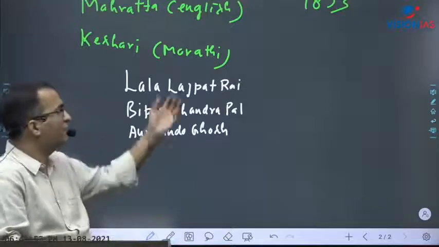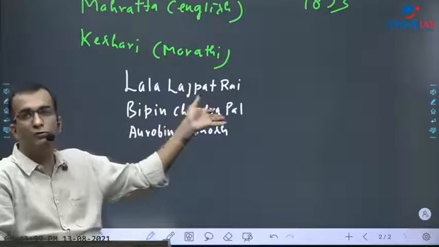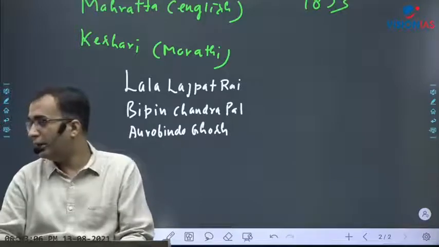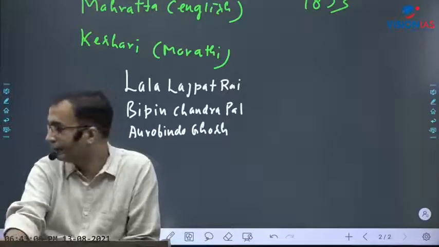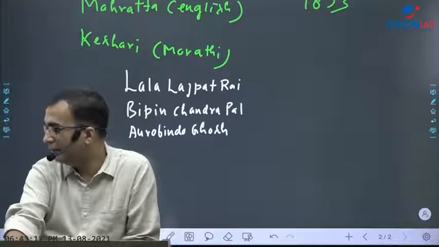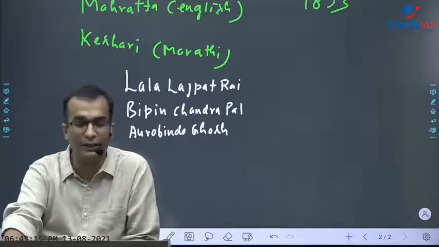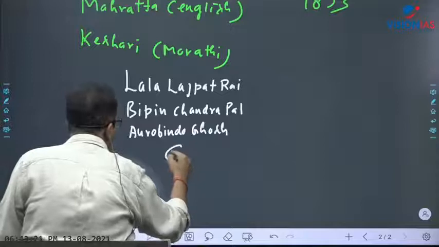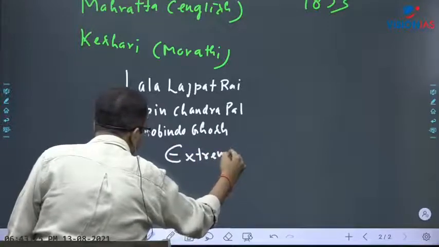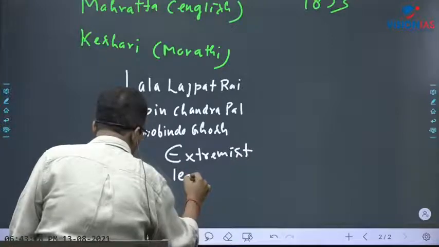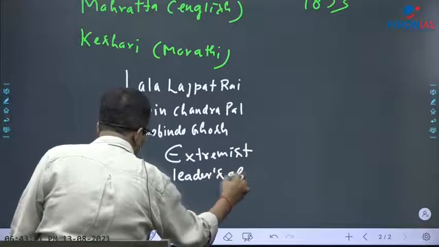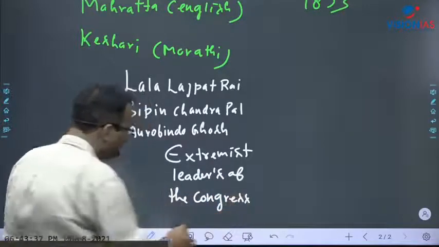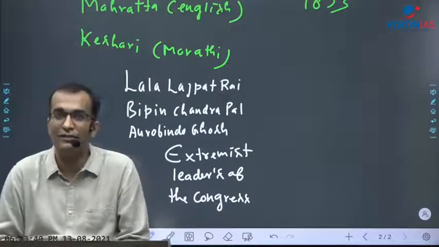Because of the methods adopted by all these four people and their followers also, they came to be popularly known as the extremist leaders of the Congress. So please mention, due to the methods adopted by them, they came to be known as extremist leaders of the Congress.